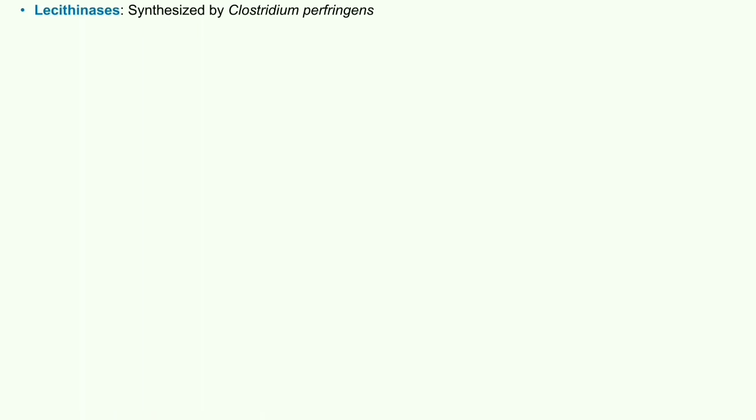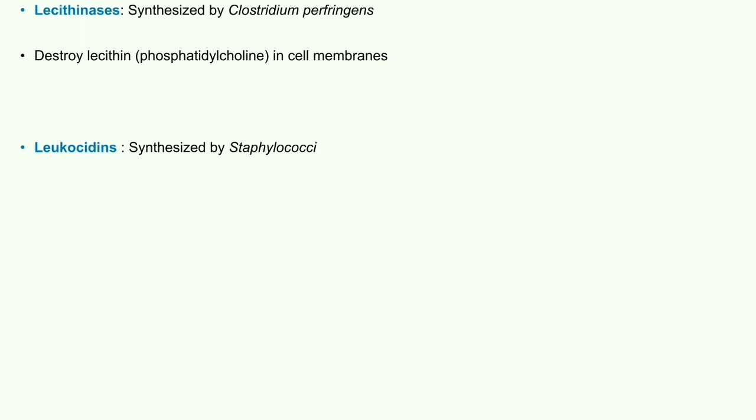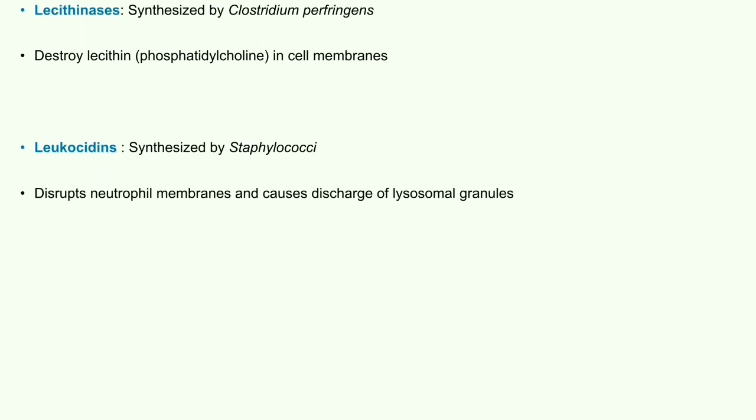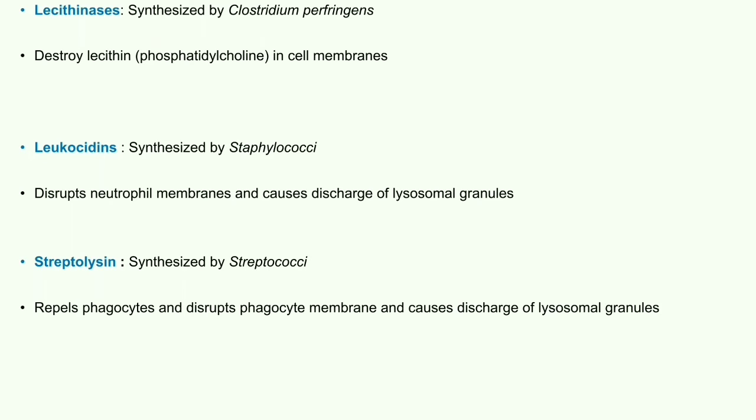Lecithinases are synthesized by Clostridium perfringens and also destroy lecithin, that is phosphatidylcholine, which is present in the cell membrane. Leucocidins are synthesized by Staphylococci. Leucocidins basically disrupt the neutrophil membrane and cause them to discharge the lysosomal granules into the cell. Streptolysins, synthesized by streptococci, repel phagocytes and disrupt the phagocytic membrane, again causing them to discharge the lysosomal granules into the cytoplasm. Both these enzymes are considered to be bacterial exotoxins.